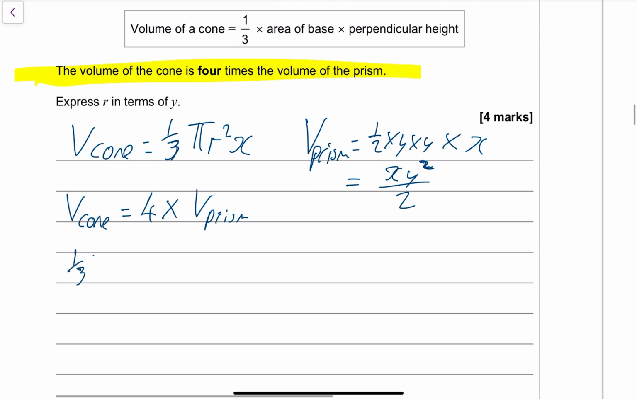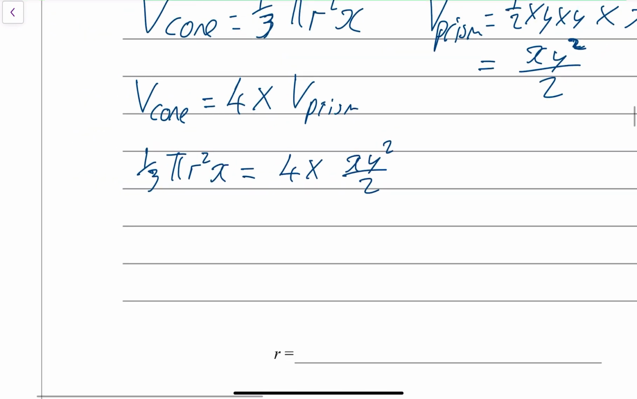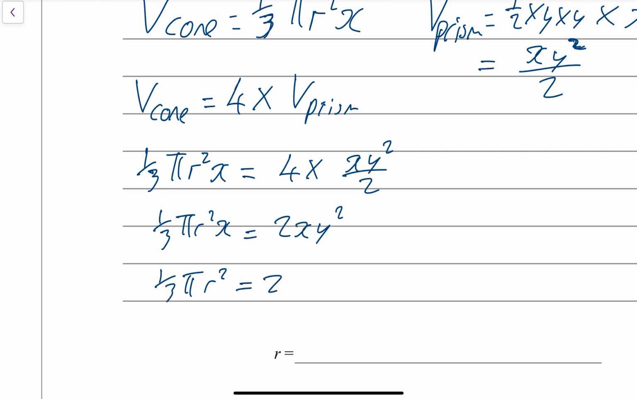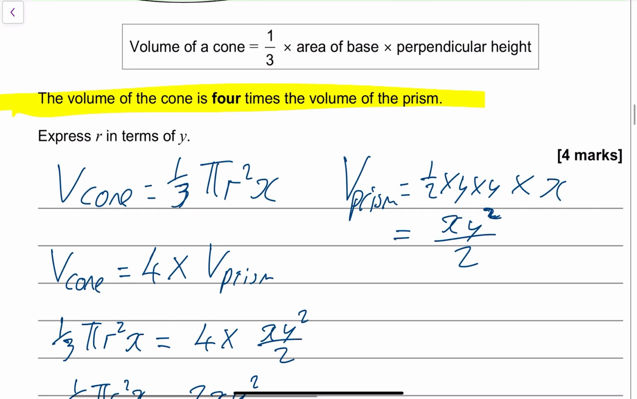So that means 1 over 3 pi r squared x is equal to 4 times xy squared over 2. Then tidy the right hand side up. 4 times that half is just going to be 2xy squared. Still got a third pi r squared x. Let's do a wee bit of cancelling down here. Going to get rid of the x first of all, so I'll have a third pi r squared is equal to 2y squared.